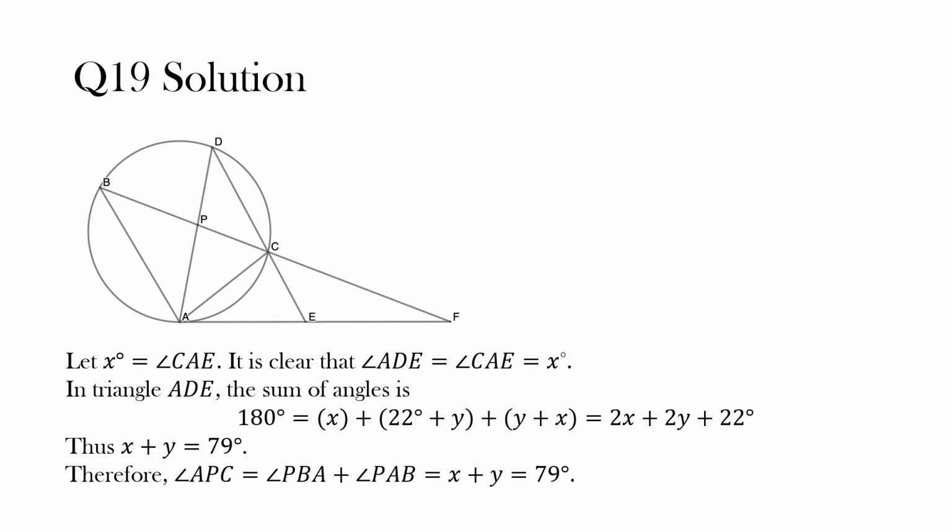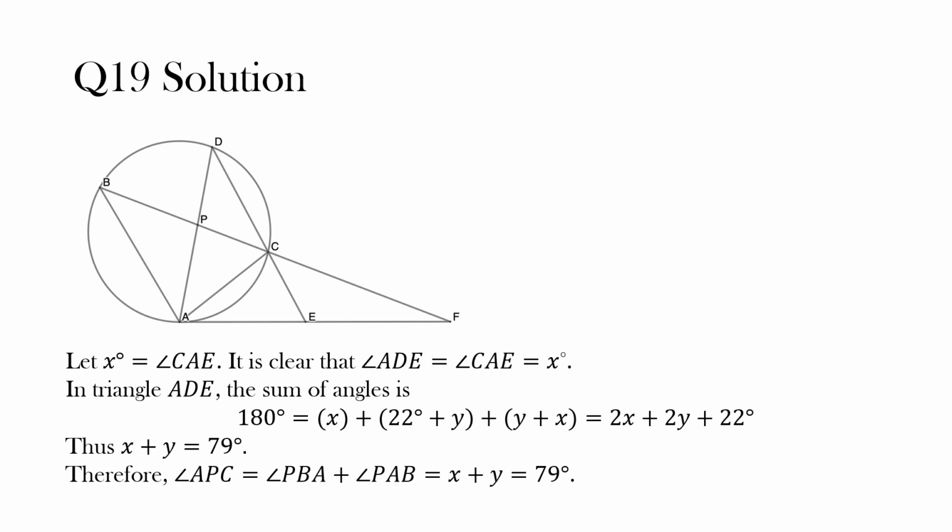And the last angle, which is DAE, is equal to the angle DAC plus CAE. And we let x equal CAE already, so CAE is taken care of, that is just x. And DAC is equal to y because the line AP bisects the angle BAC. Hence 180 is equal to x plus 22 plus y plus x, which is 2x plus 2y plus 22. So if you solve this, you'll get x plus y is 79 degrees.